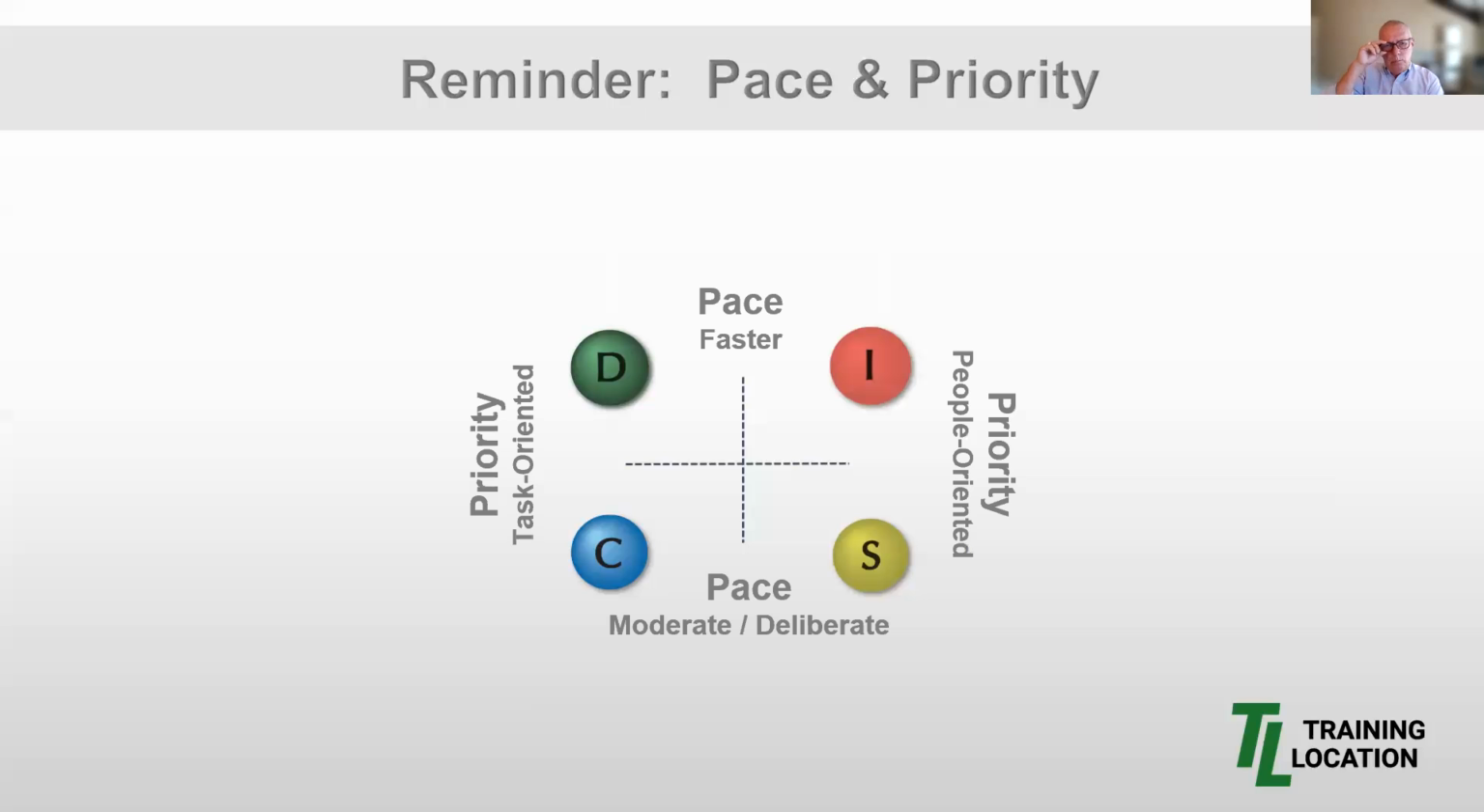Now, we can understand someone at a general level based upon our knowledge of their pace and priority. Just for clarification, we see that the D has a faster pace. Now, the D also has a task-oriented priority. Note the other DiSC styles fall into their unique quadrant of the pace and priority model. However, our focus today is on the D, or the dominant style. If you understand this relationship, you understand how DiSC is determined and are better able to navigate your interactions.